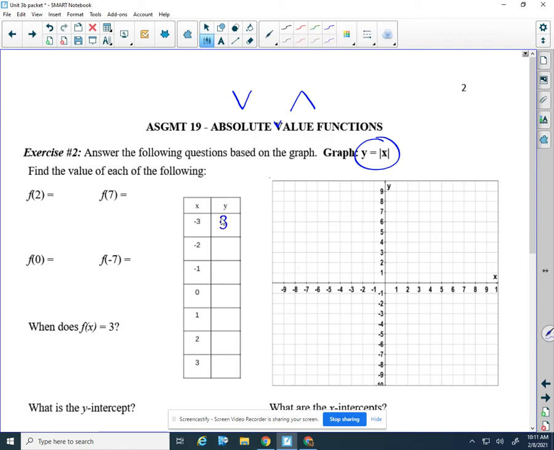So this is 3. Remember, the absolute value symbol just turns any number into a positive number. So if we answer the questions where we evaluate, remember, when there's a parentheses, that means x. So when x is 2, y is 2. Now this isn't on our table, but you can probably figure it out. When x is 7, y is 7. When x is 0, y is 0. When x is -7, you can look that up on the table, or just think about it. Y is 7.